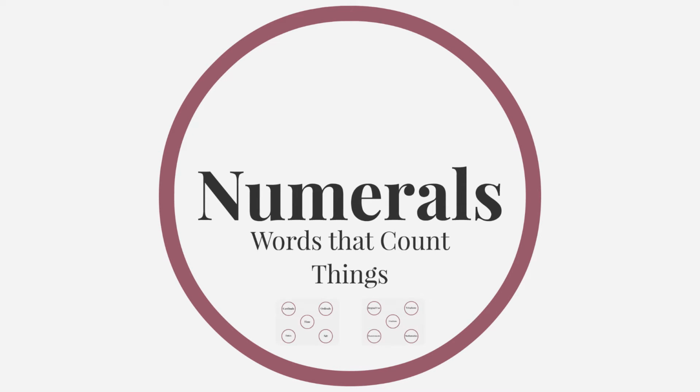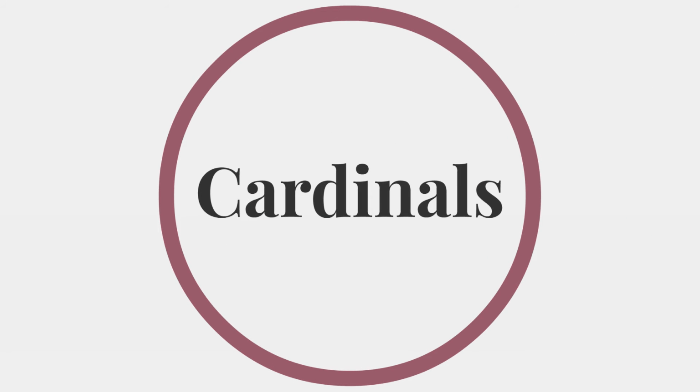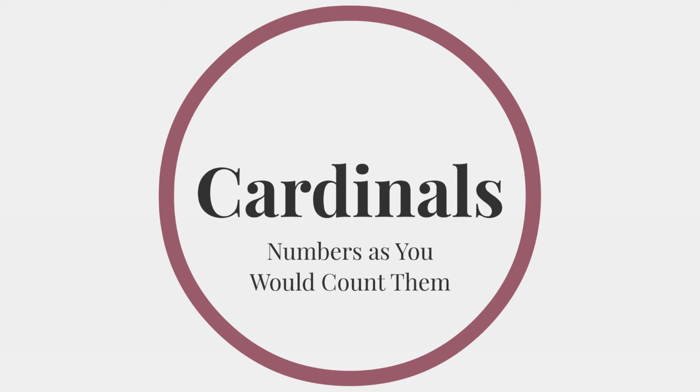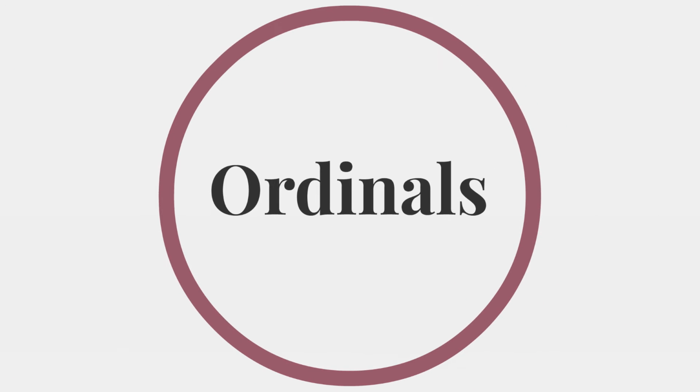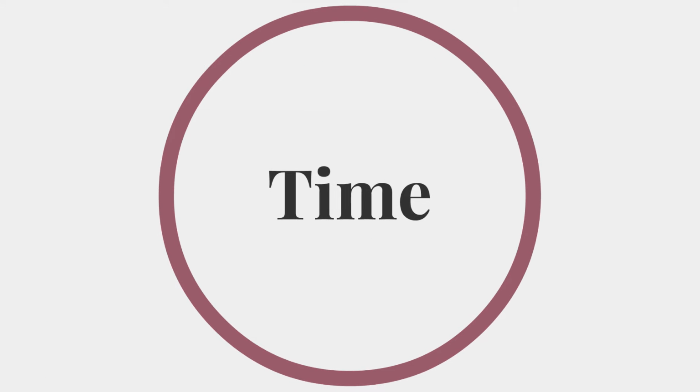There are actually a number of functions we need to consider in the numeral system of a language. First, we need to know the cardinals. These are the numbers as you count them, like 1, 2, 3, and so on. Then we need to know the ordinals, or the ordering numbers, like first, second, third, and so on. For inflected languages, we have to consider whether there is agreement in the numerals for number, gender, and case. Next, we need to look at time and how numbers are used to express the hours of the day, minutes of the hour, and so on.